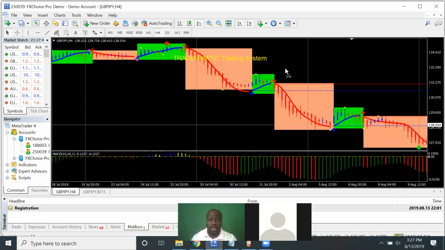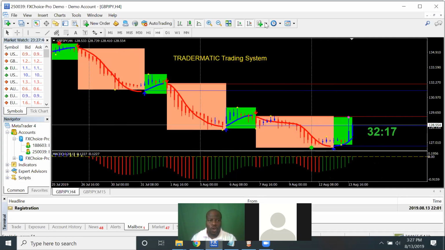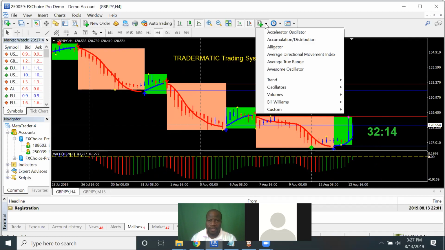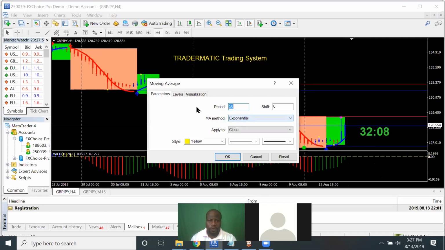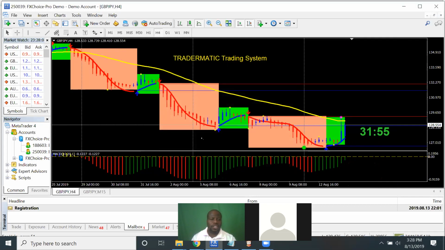So some of you that don't know how to add it, I said, go over here. You see this arrow right there. Then click on trend. You see moving average. And of course, here, type 50, moving average method, select exponential, apply to close. I love using yellow because of my background, and I use this weight. So this is it. So the moment the price is below this 50 EMA, I will be looking to sell.